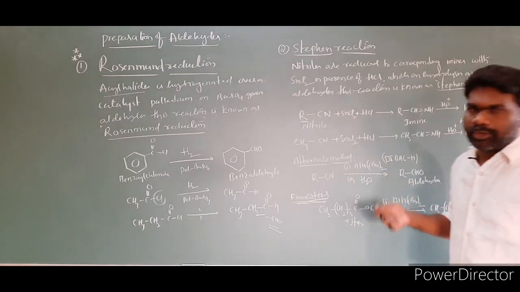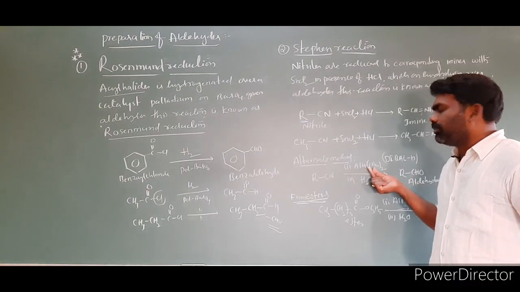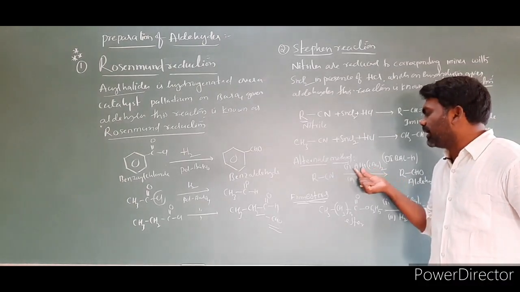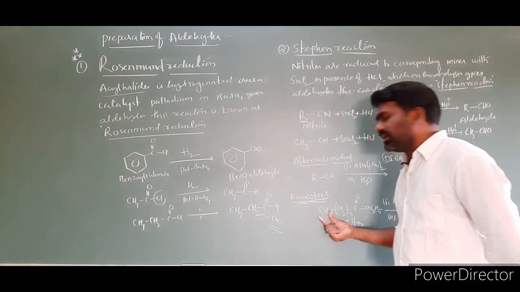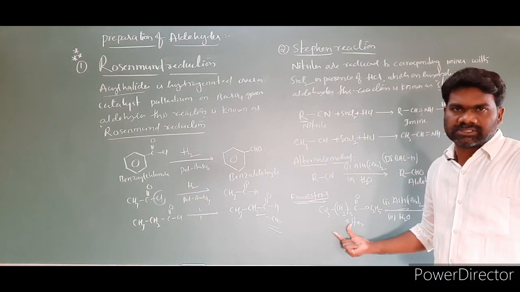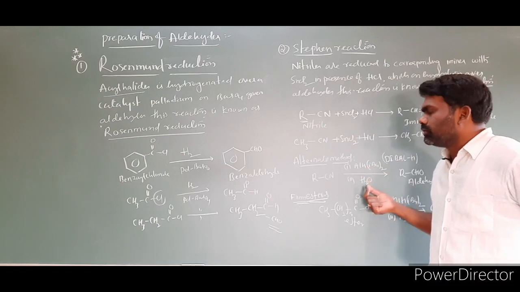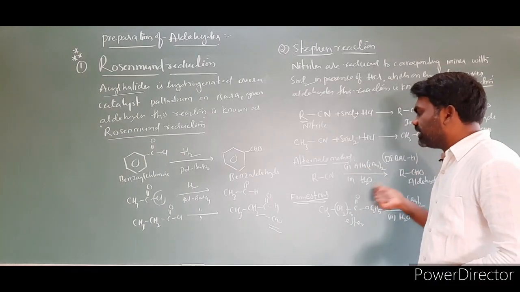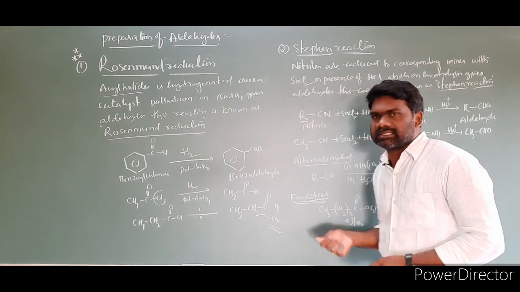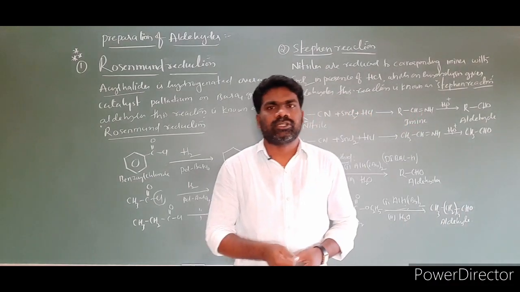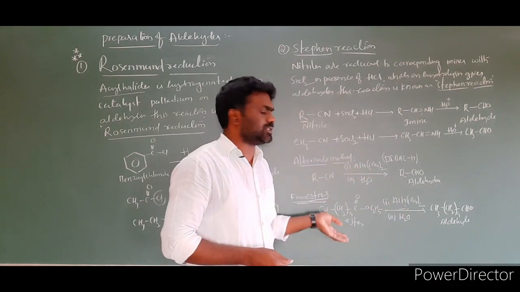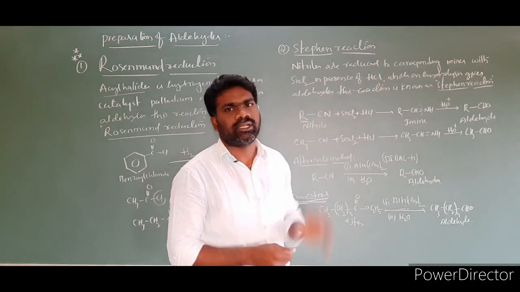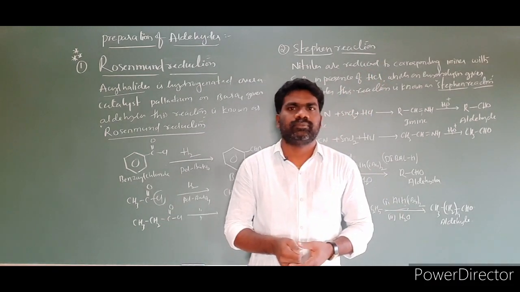So the point is, diisobutyl aluminum hydride not only reduces nitriles but also gives aldehydes from esters. So this reagent we can use to produce aldehydes from nitriles as well as esters. So this is the preparation of aldehydes by the Stephen reaction. These two are not Stephen reactions, this is the only Stephen reaction. This is the second method.